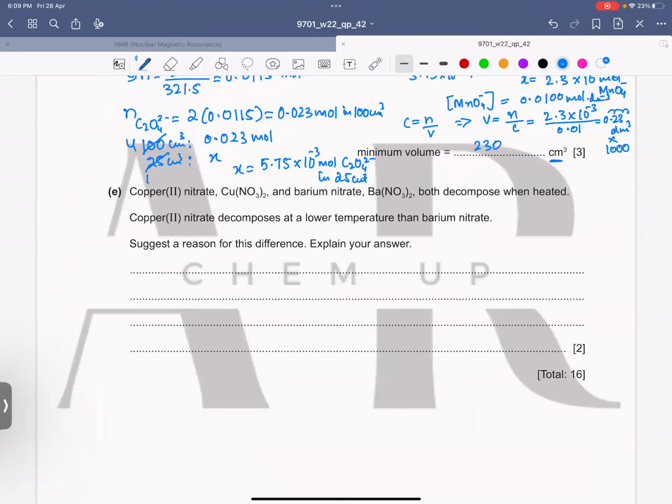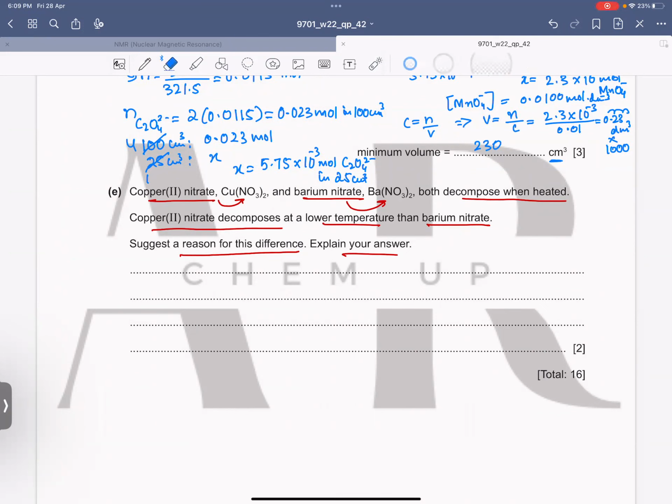Now, copper 2 nitrate and barium nitrate both decompose when heated. Copper 2 nitrate decomposes at a lower temperature than barium nitrate. Suggest a reason for this difference. Explain your answer. Yes, who can recall this? Sir, polarization. The radius of copper is smaller than barium.